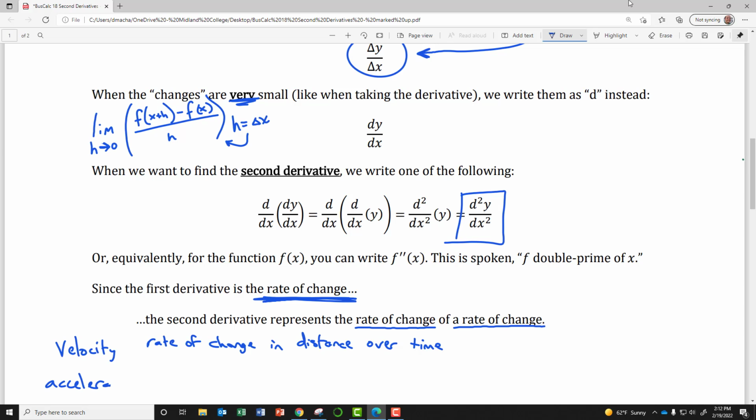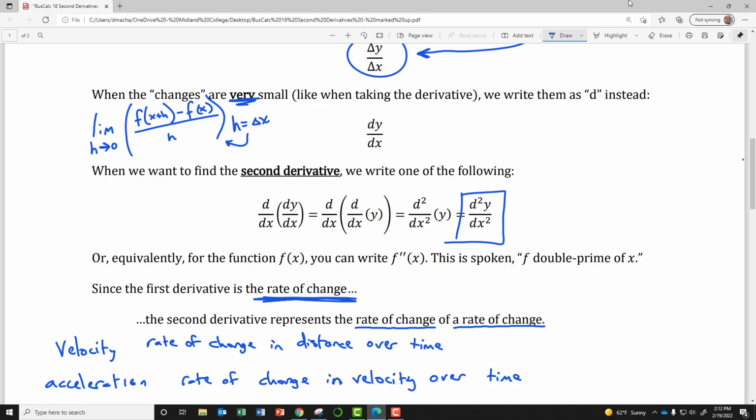Acceleration is actually the rate of change in velocity over time. So how is your velocity changing over time, right? If you're driving in your car and you really step on the gas, the velocity of your car goes from relatively slow to relatively fast, and so you're experiencing some acceleration.